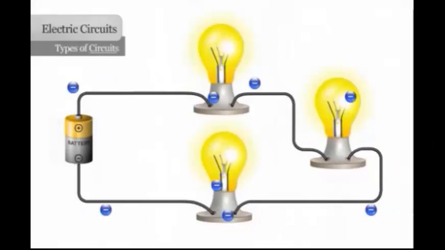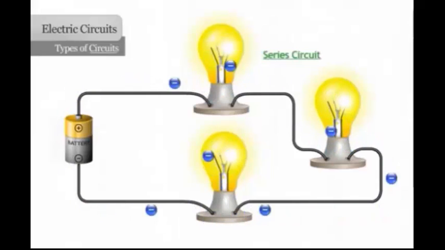When lights are lined up one after the other on a circuit, like these lights are, it is called a series circuit. The problem with a series circuit is that when one light burns out and its filament breaks, it creates a gap in the circuit. All the lights go out because electricity won't be able to flow to the other bulbs.